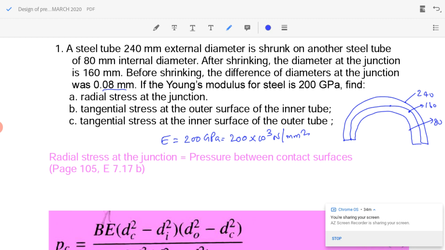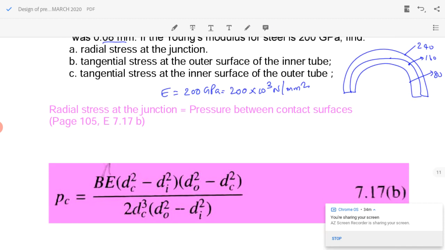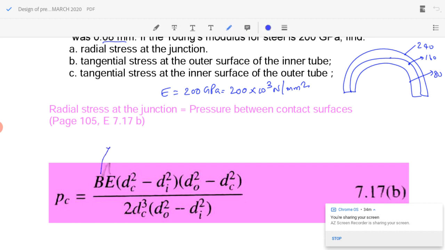So we have this equation, where B is the allowance, or the shrinkage, the difference in diameters at the junction. In this question, B is given as 0.08 mm in diameter, and the modulus of elasticity is given as 200 into 10 power 3. Thus we have to substitute all those values.